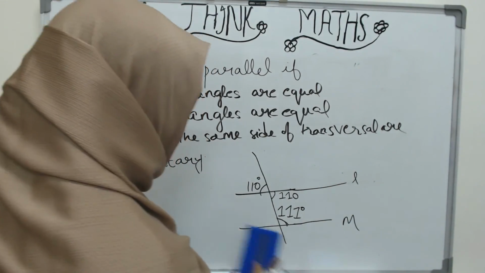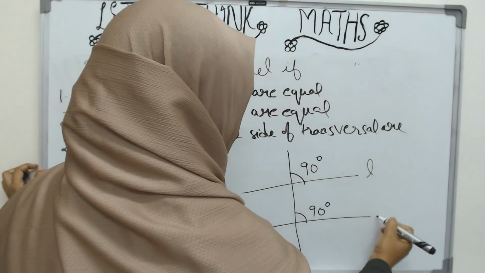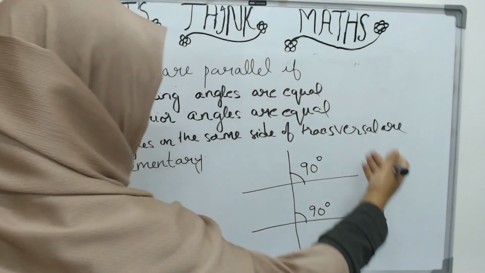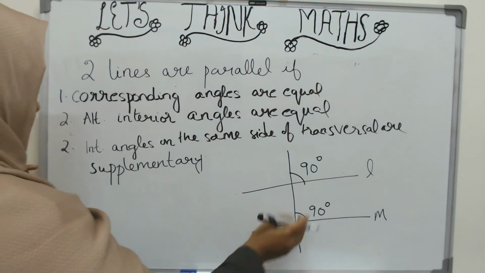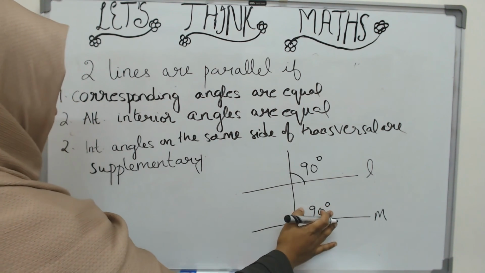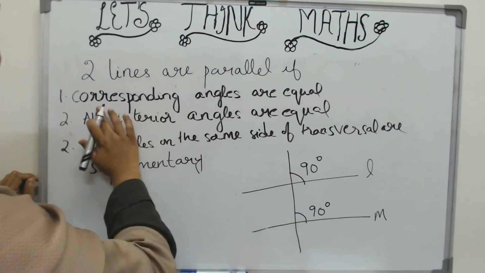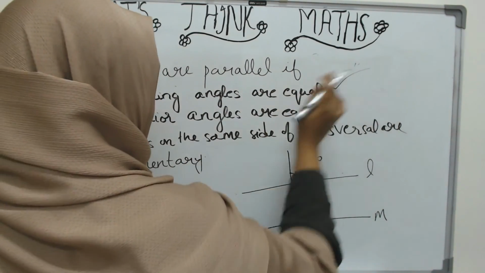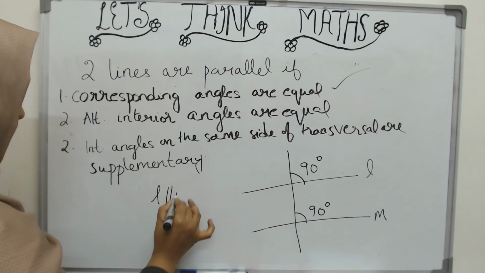Now we will see the last example. Look at these lines L and M. We want to see if they are parallel. See, a transversal cuts them in such a way that this angle and this angle are 90. That means the corresponding angles are equal. This condition is satisfied. So that means this L is parallel to M.